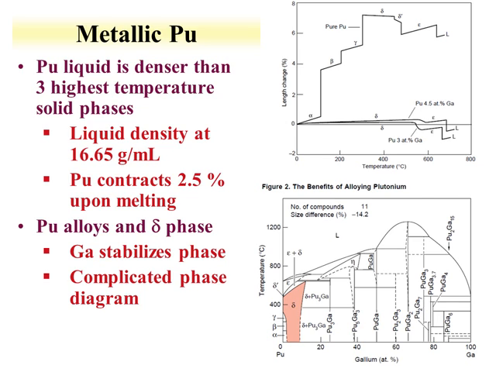So for plutonium metal, we see that the liquid is denser than the three highest temperature solid phases. Liquid density is 16.7 grams per milliliter, where the other phases, the three highest temperature phases, are less than that. For this reason, materials that are made with plutonium are often alloyed so that behavior can be consistent.